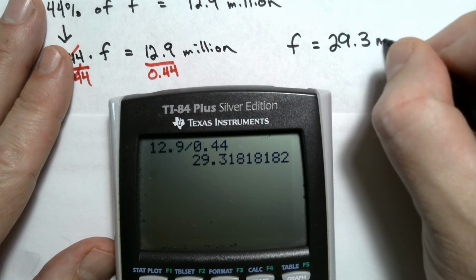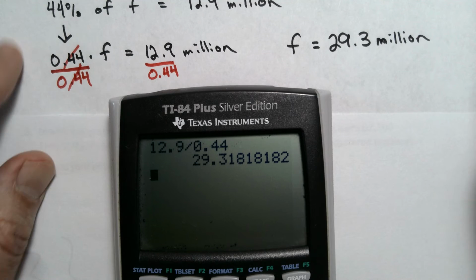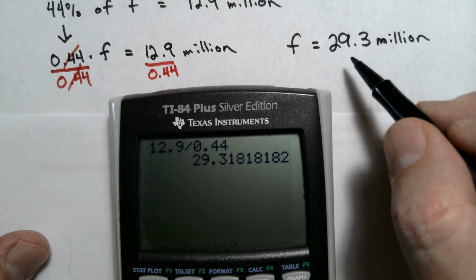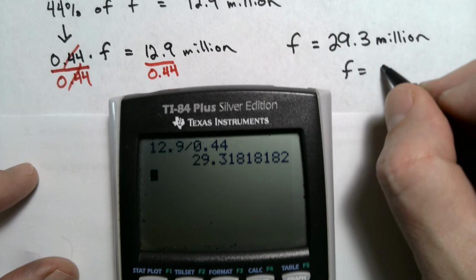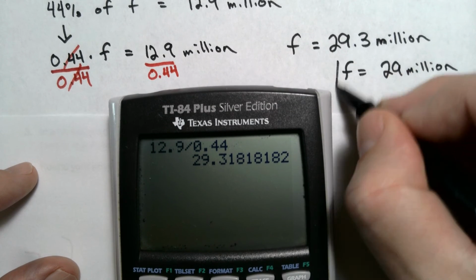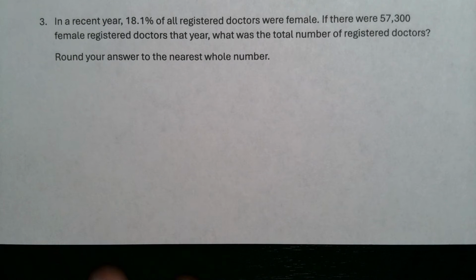Okay, so that's going to be 29.3 million, but wait a second, it said round to the nearest million. So would this round up to 30 million, or would it stay at 29 million? Well, the 3 says it would stay, so our final answer is F is equal to 29 million. Okay, let's look at the last problem.